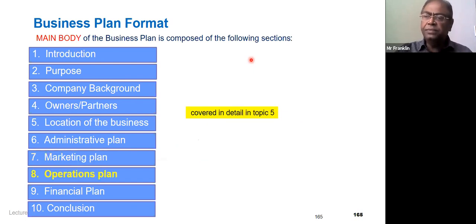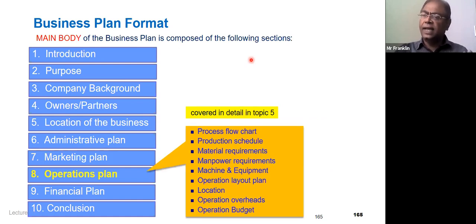Then comes the operation plan. All right. So we covered this again in topic 5. Remember the process flow, material requirement, manpower, machine, operation layout. Remember the different types of layout. For example, if you want to do a bakery shop, what will the layout be? Different types of layout, is it? What kind of layout can we have, Kim, for a bakery?